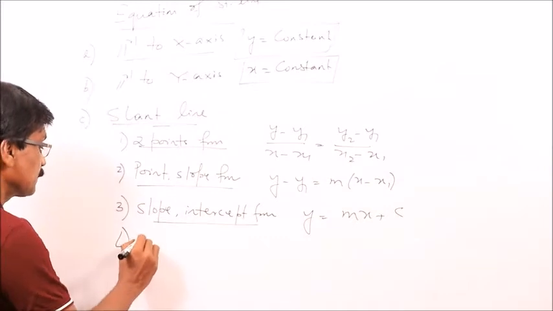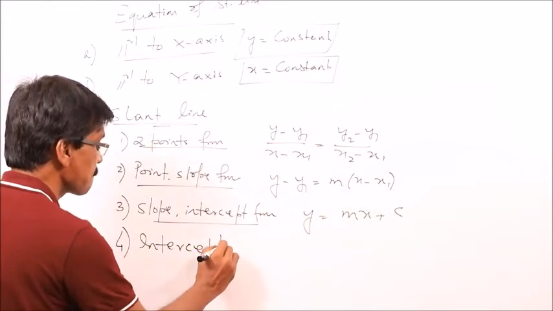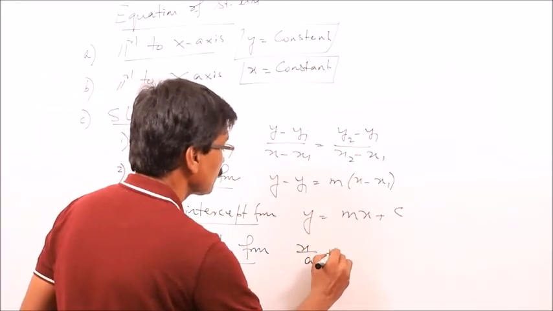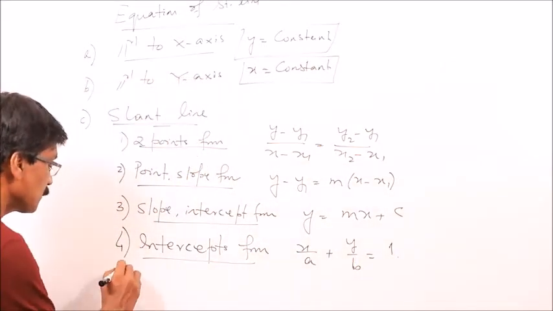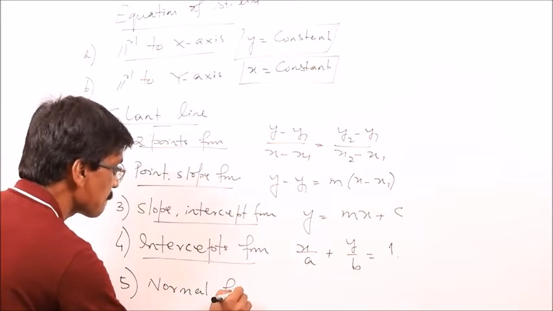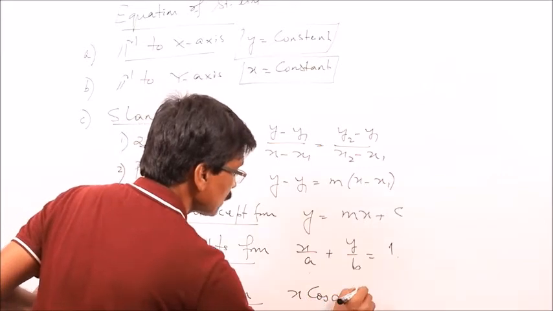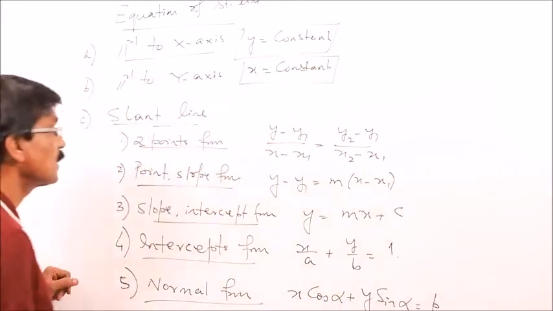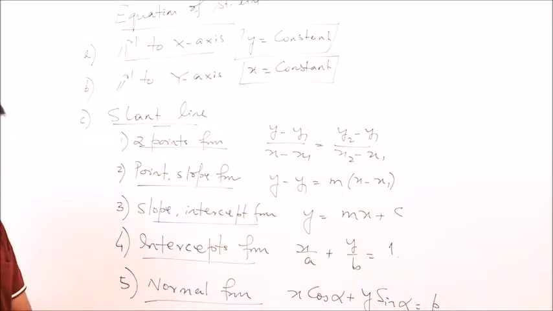The fourth one is intercepts form, x by a plus y by b is equal to 1. The fifth one is called normal form, x cos alpha plus y sin alpha is equal to p. So these are all equations of a straight line.